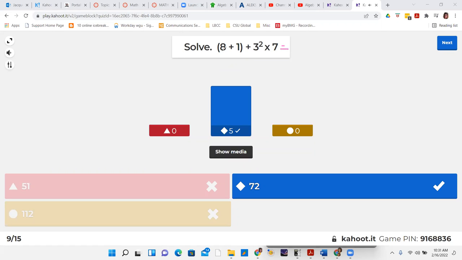All right, so we want to do inside the parentheses first, and we get 9. Then we can do the exponent. And then we can do that multiplication, which is 63. And plus 9 is 72. And everybody got that one.